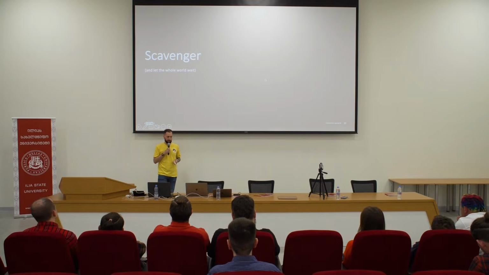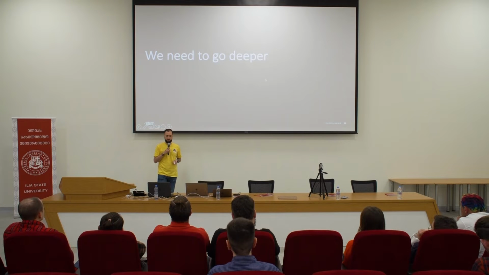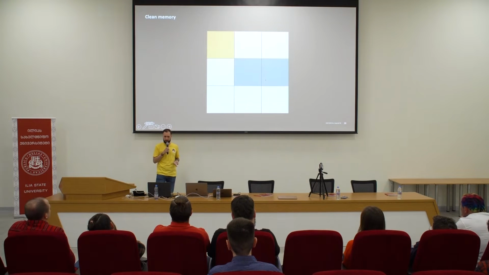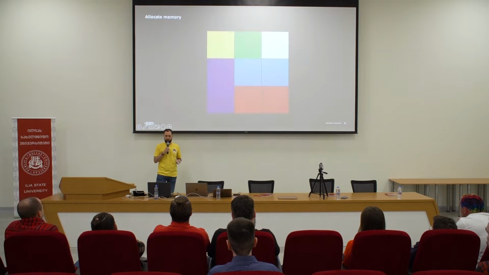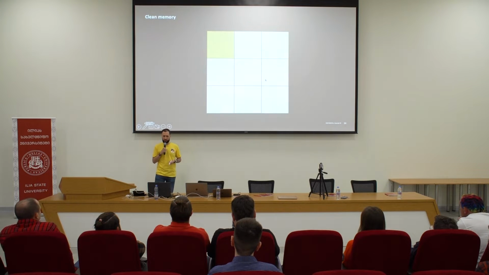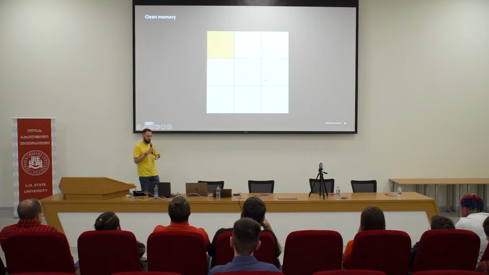But there can be another situation which we need to consider. So what if we have such allocation of memory? We cleaned it, then allocate a new object, clean it again, allocate a new object, clean it again. What can we see? We have an annoying yellow block.